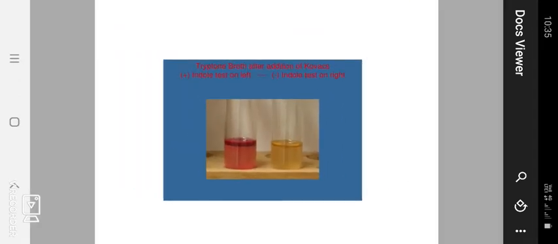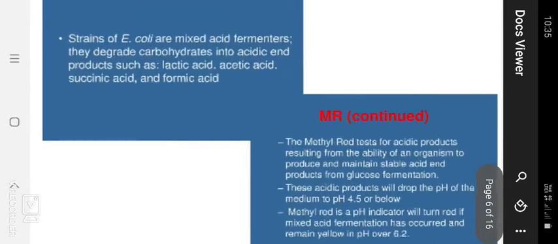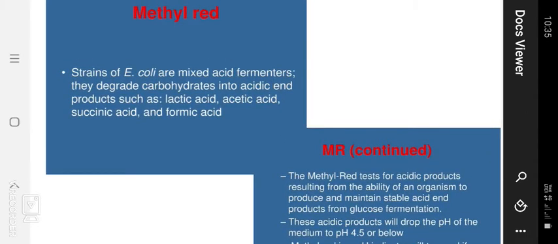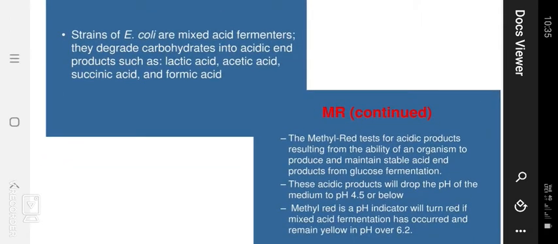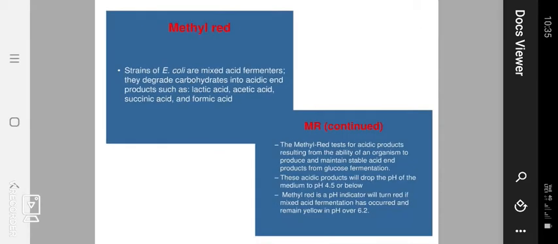Next, methyl red. Strains of E. coli are mixed acid fermenters. They degrade carbohydrates into acid end products such as lactic acid, acetic acid, succinic acid and formic acid. The methyl red test has these principles: a pH indicator is necessary, and everything is present here.